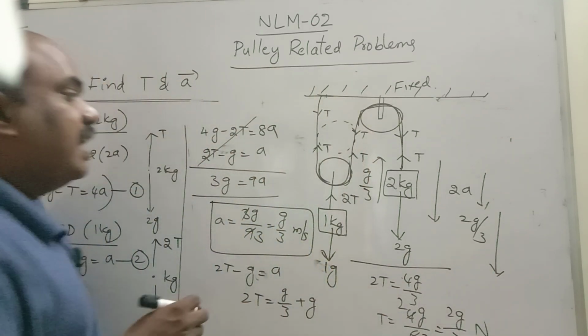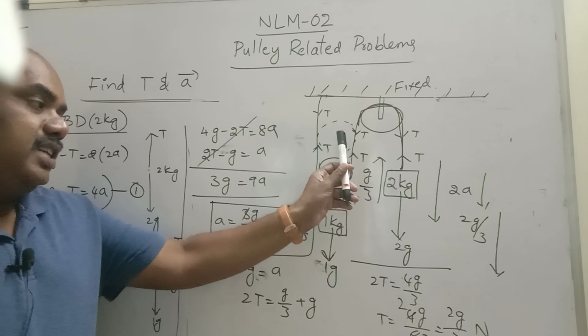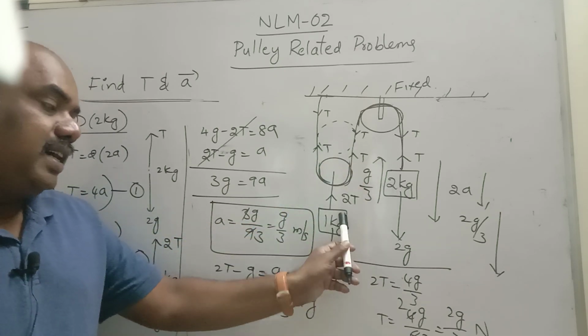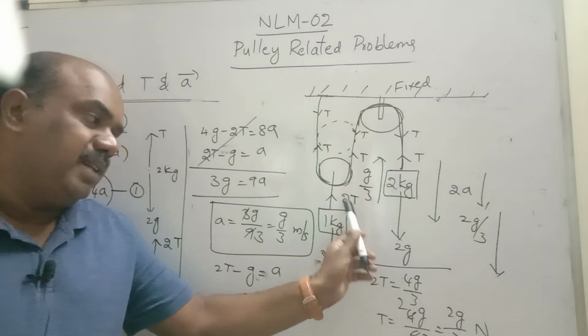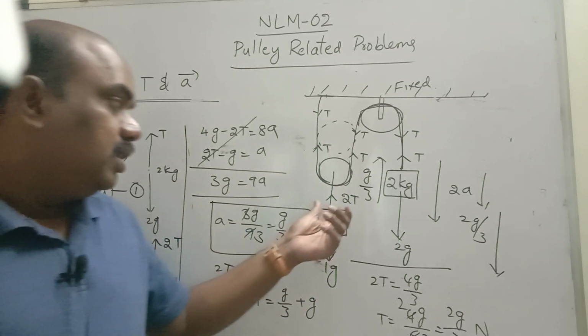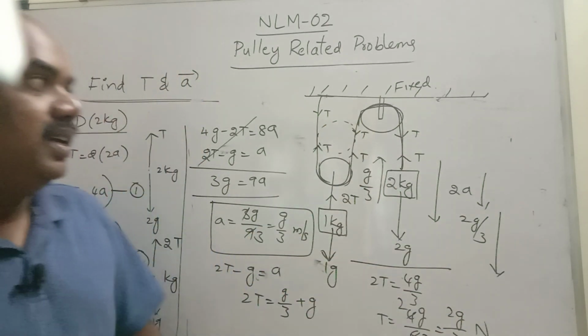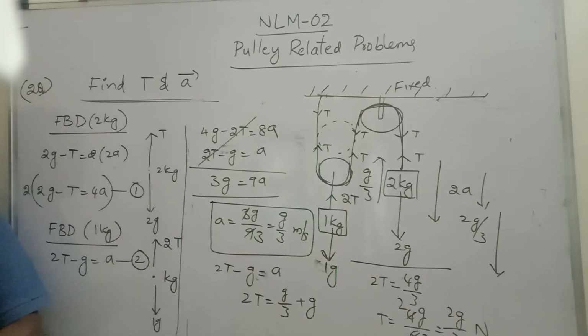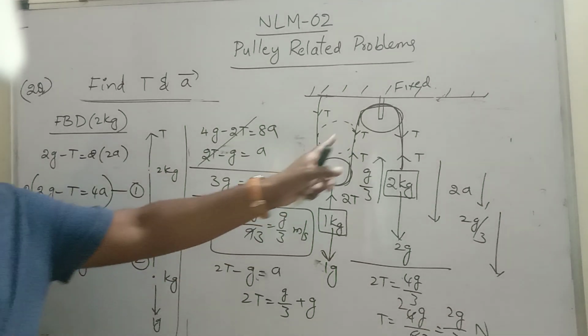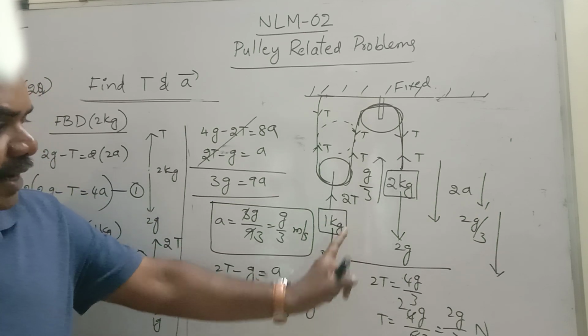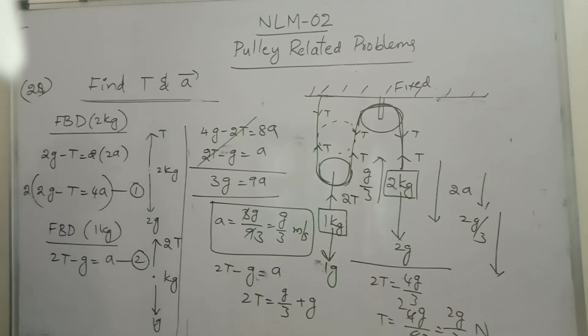This is the tension acting on the first string. For the second string, it is 4g by 3, because it is multiplied by 2. So the tension of the second string is 4g by 3 and the first string is 2g by 3. This is another important problem, related to the movable pulley. Very easy problem. You have to practice once. 2g by 3 is the tension acting on the first string and 4g by 3 is the tension acting on the second string. Note down, children.